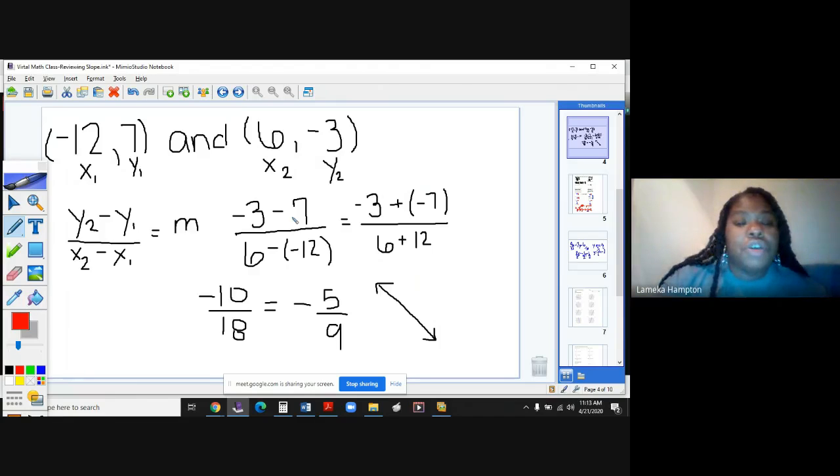They really, really do. Okay, so I have my y's at the top, and now I have my x's at the bottom. So I have x2 minus x1. So I have 6 minus -12. When you're dealing with negative numbers, especially in subtraction, it is very important that you put your number around parentheses. Okay, that's very important.